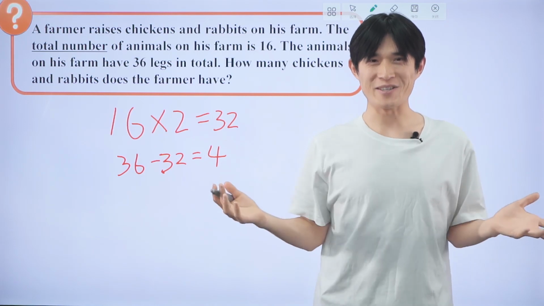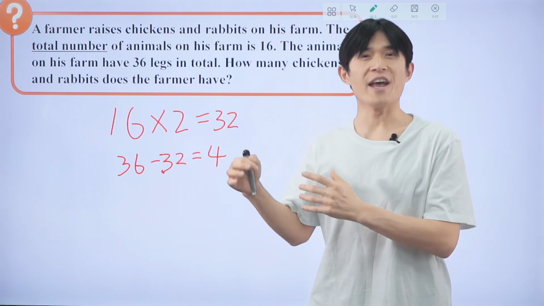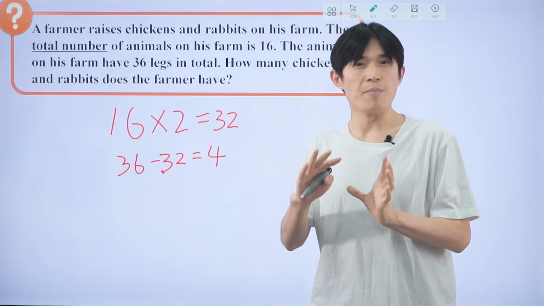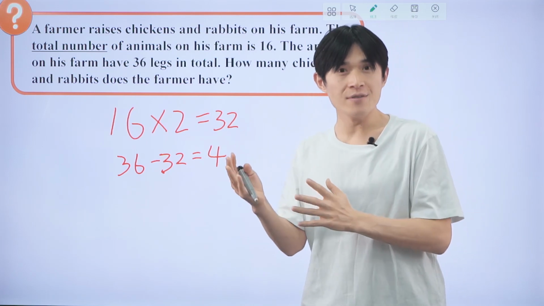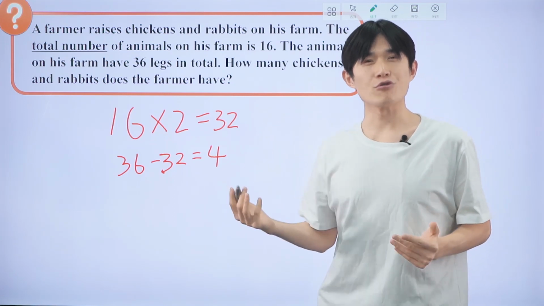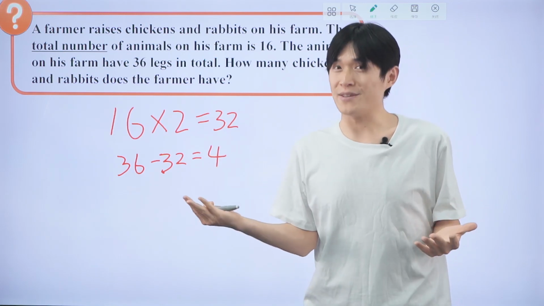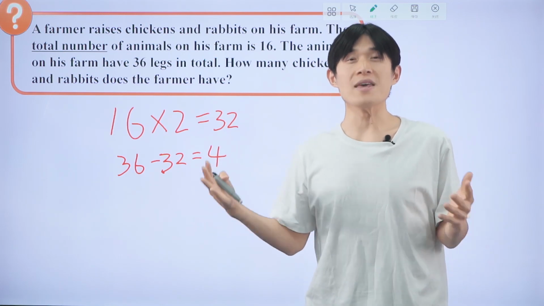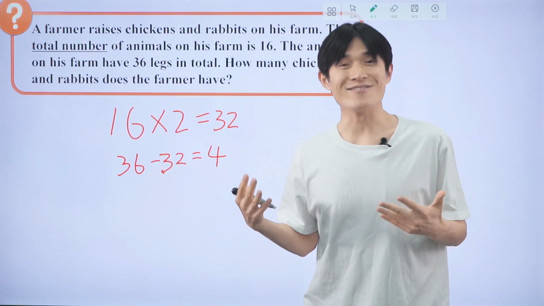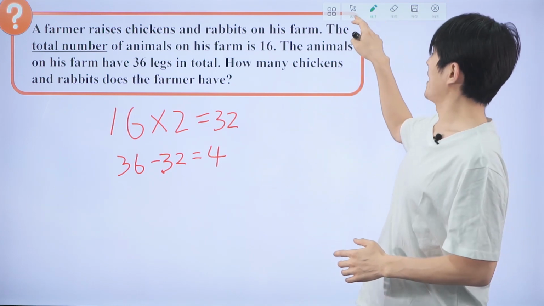Why are 4 legs missing? Because we actually turned the potential rabbits into chickens, right? So each time 1 rabbit becomes 1 chicken, 2 legs are missing. So 4 legs are missing. 4 divided by 2, that's 2. That means we have 2 rabbits, and the rest of the animals will be chickens. So 2 rabbits and then 14 chickens. So that's how we find our answer, okay?